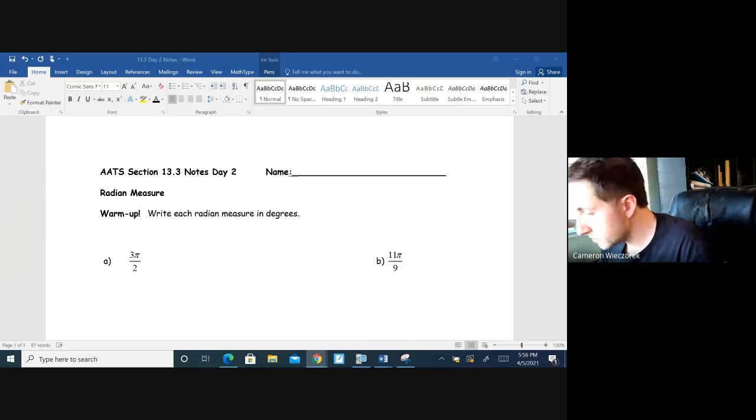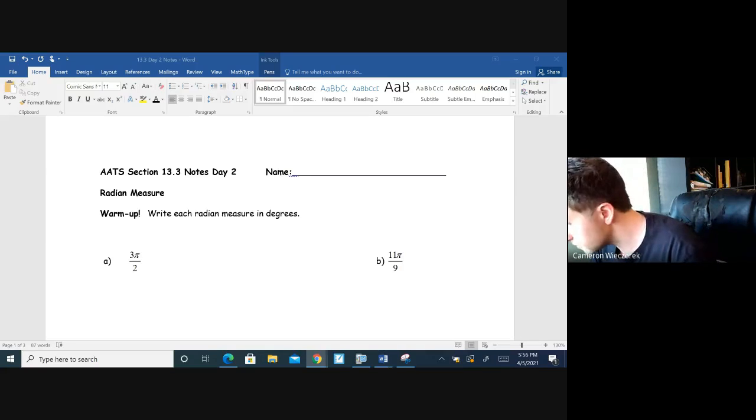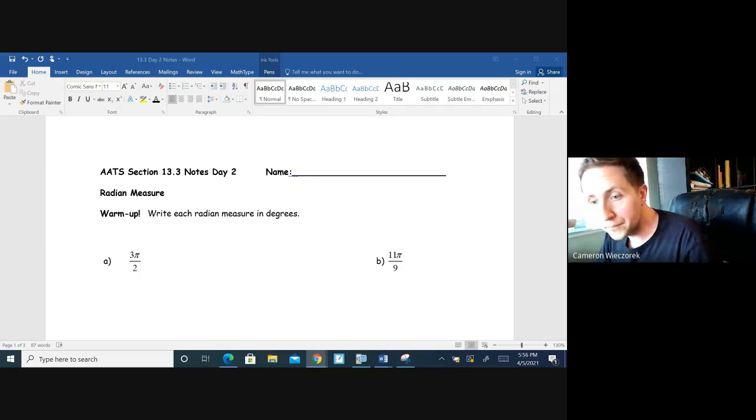Hello everybody, this is going to be the tutorial video for section 13.3 day 2. So we're continuing to look at measuring radians on the unit circle, and we're going to take it into quadrants 2, 3, and 4 today using radians and finding sine and cosine. Very similar to degrees, there's one extra step, not too bad.